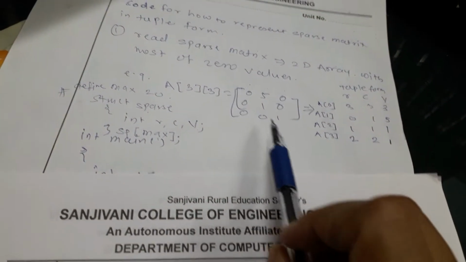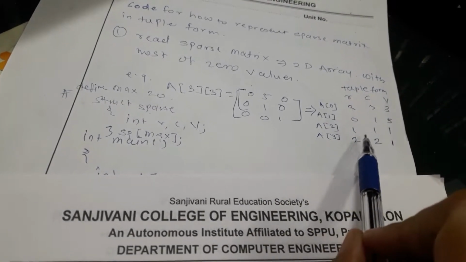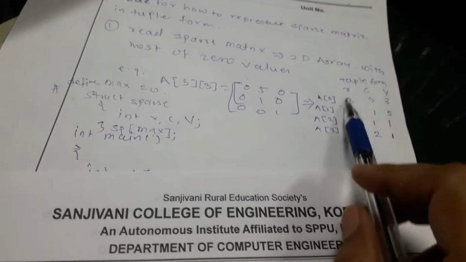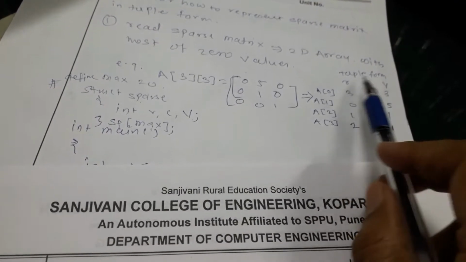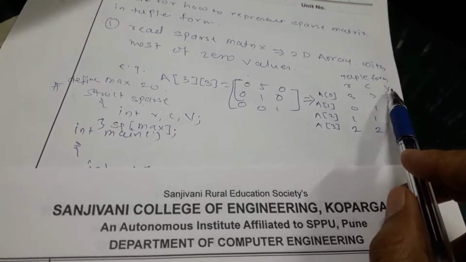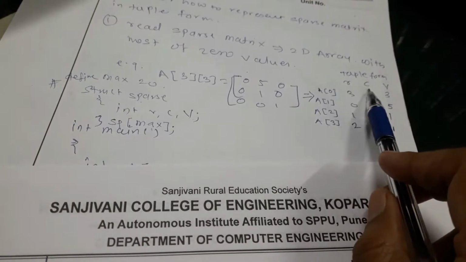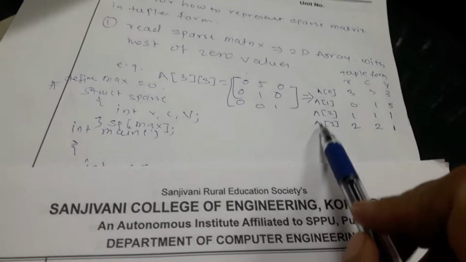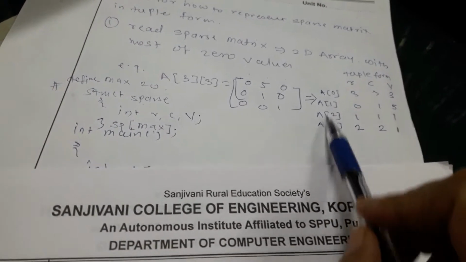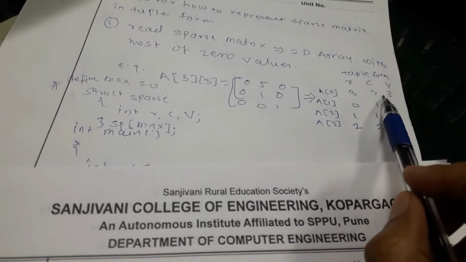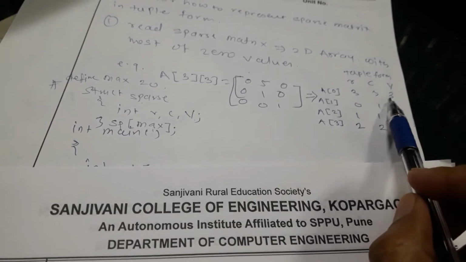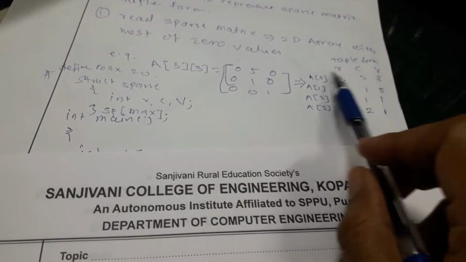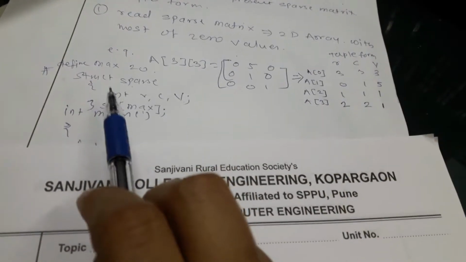Okay, now how to represent the matrix in tuple form. If you see the structure of tuple form, it contains three columns, and the three columns are fixed: that is row, column and non-zero value. Whereas the number of rows varies, and the number of rows depends on how many non-zero values are in the matrix.